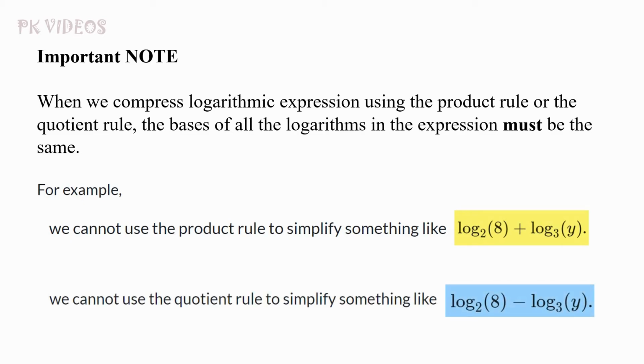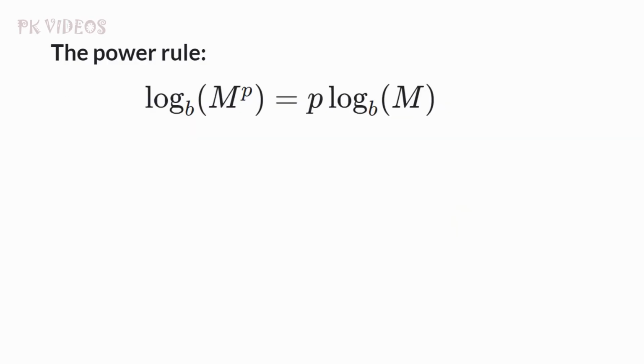Similarly, we cannot use the quotient rule to simplify something like log a to the base 2 minus log y to the base 3, because again they have different bases. To apply the product rule or the quotient rule, the base should be the same. The third rule is the power rule. Let us see an example with this.